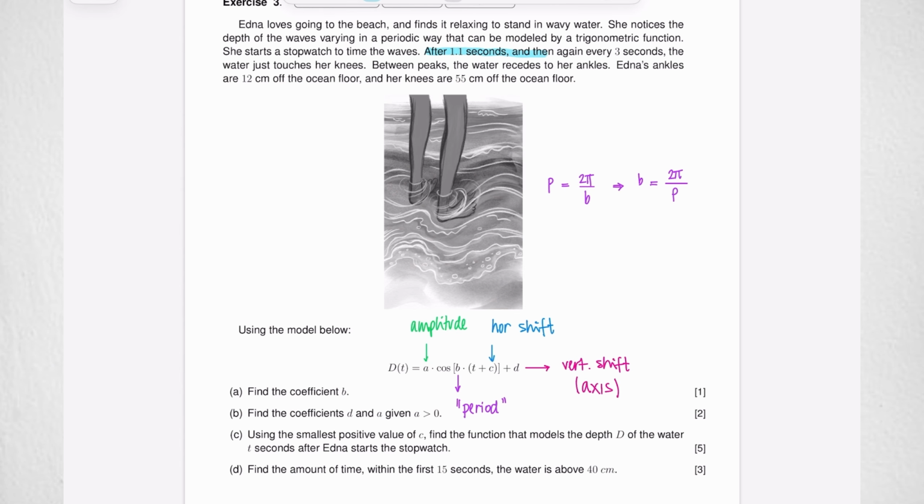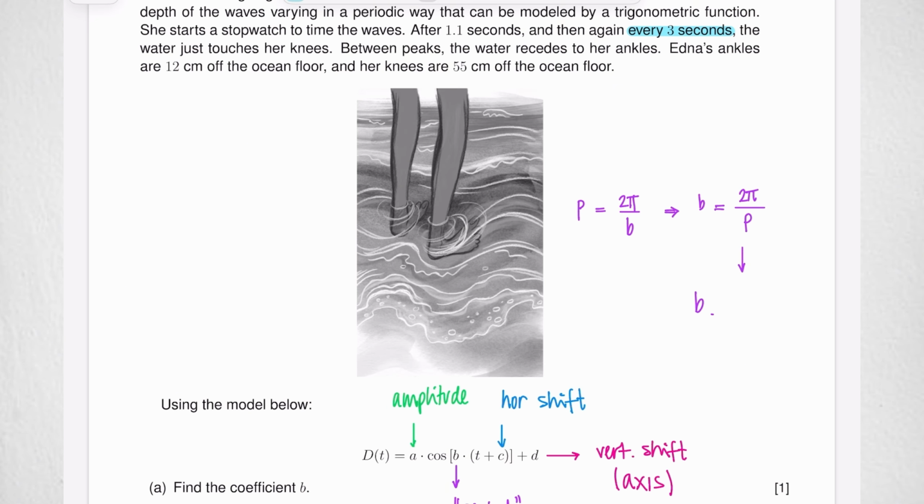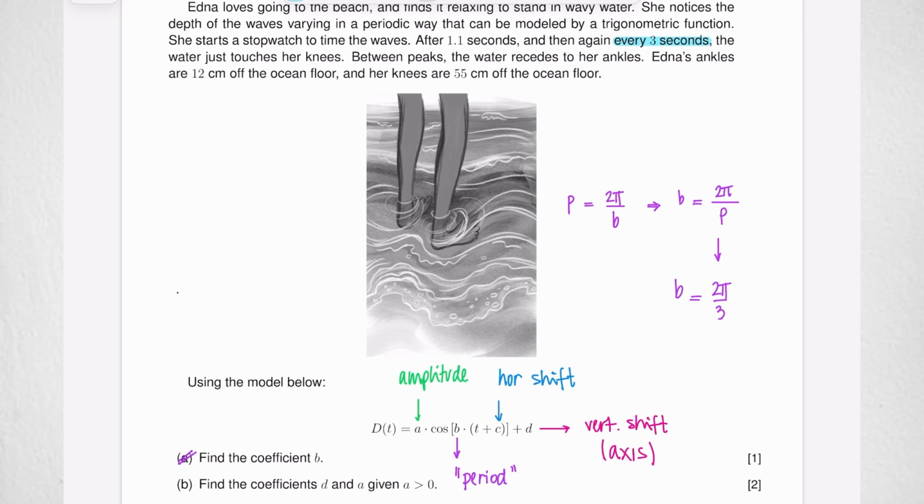Now let's extract some information from the exercise. We know, for example, that whatever happens again after 3 seconds, which means that the period is 3, which allows us to calculate b. So b is 2 pi over 3, which, by the way, is question A. Now, before finding the other constants, let's represent this graph. We have this person's feet, and this is my attempt of drawing feet. This is the person's knee.